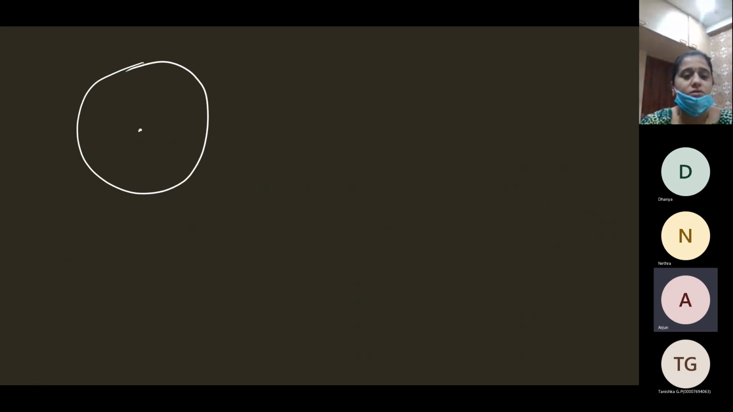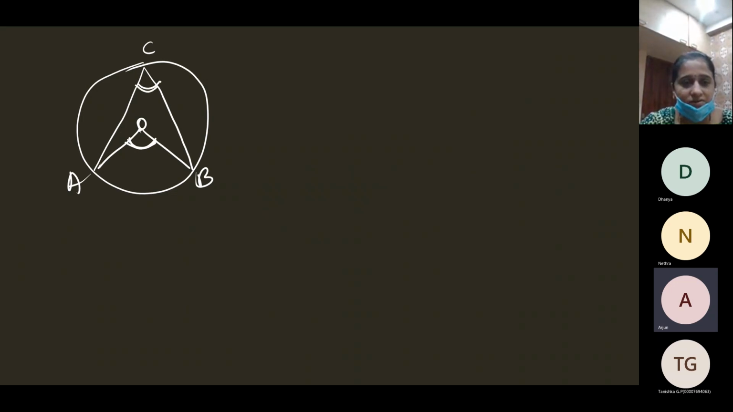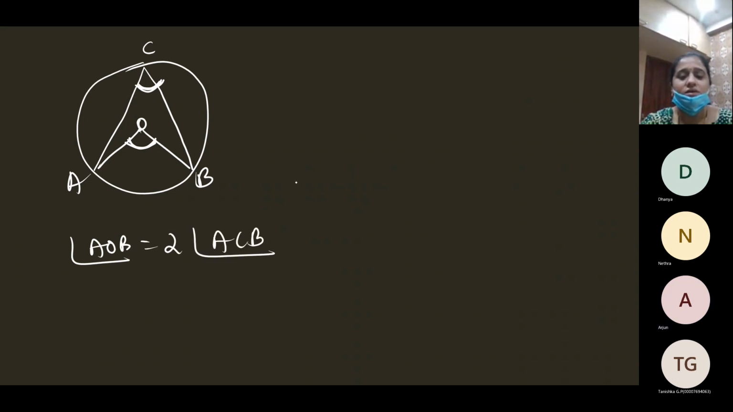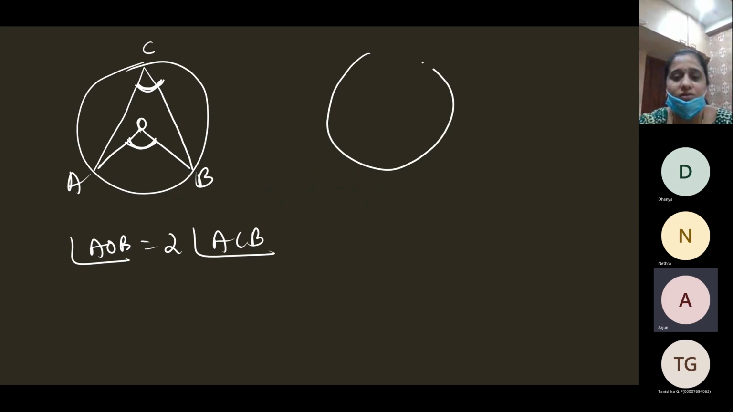See, it's very simple to remember. This angle and this angle are related: AOB, ACB. See here, this angle at the center and above it, this angle. So angle AOB is twice angle ACB. Look at this figure.